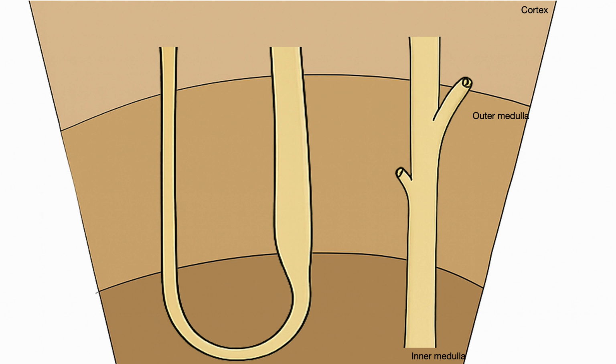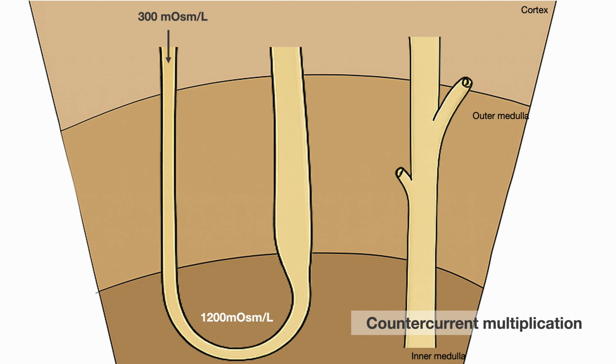This process requires that isotonic filtrate, around 300 milliosms per liter, is delivered to the loop of Henle from the proximal convoluted tubule, and is ultimately used to concentrate the inner medullary interstitium to 1200 milliosms per liter. So how does the kidney do this? In part, it uses countercurrent multiplication. Multiplication reflects how a small active transport process is amplified to create a large osmotic gradient.